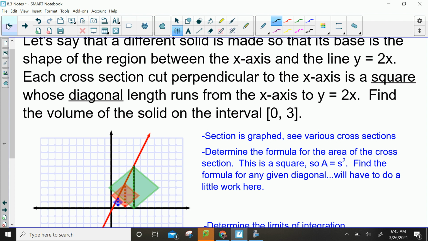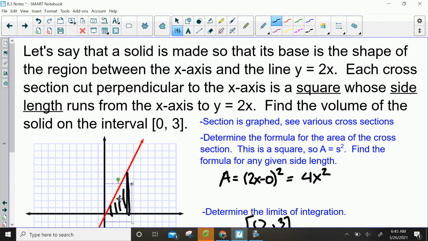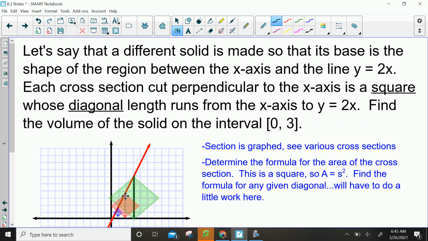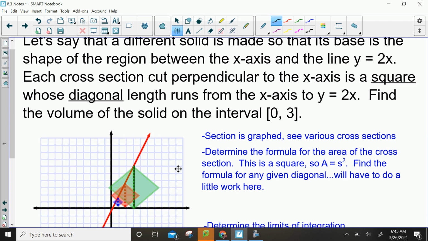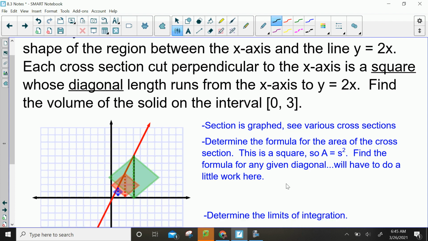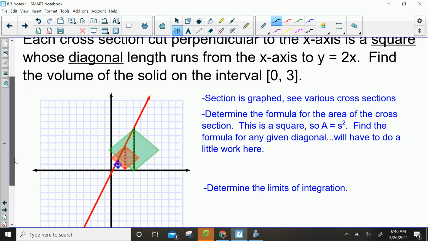So I'm going back to the last page. We had our squares coming straight out. So this was the side length, but now on ours here, it's the diagonal. So we need to find the volume of the solid. So our section is graphed. I'm just going through those 4 steps. Next, we're determining the area. Again, area of a square is S squared, but we have the diagonal, so we're going to need to work backwards to find the area.